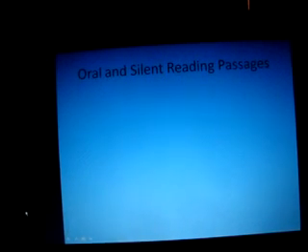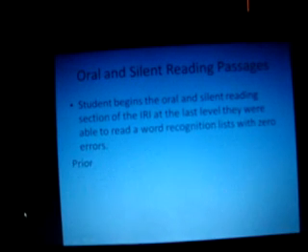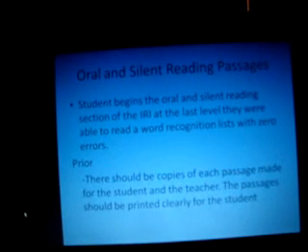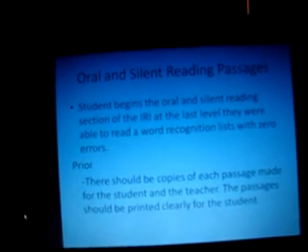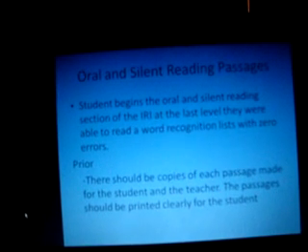Oral and silent reading passages. The student begins the oral and silent reading section of the IRI. At the last level, they were able to read a word recognition list with 0 errors. Prior to administering this section of the exam, there should be copies of each passage made for the student and the teacher. The passages should be printed clearly for the student.